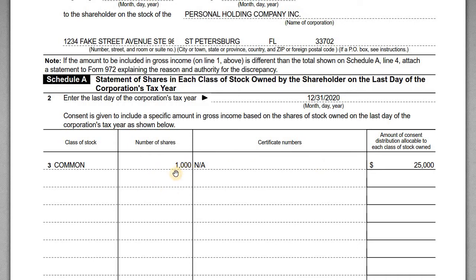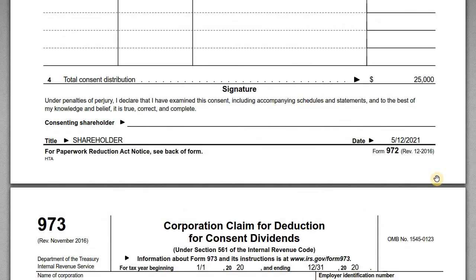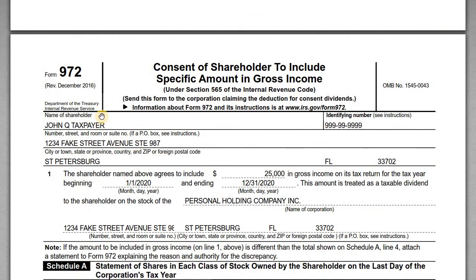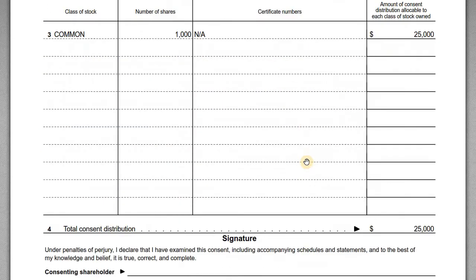And then the amount of consent distribution that's allocable to this class of stock. So we have 1,000 shares of common stock outstanding, no preferred stock, no Class B, C, D, or other kind of shares. And the $25,000 is the amount of the deemed distribution, so the consent distribution that's being allocated to John. And then John is required to sign this, put his title down and date it. And the 972 form is going to be attached to the Form 1120 for the year.